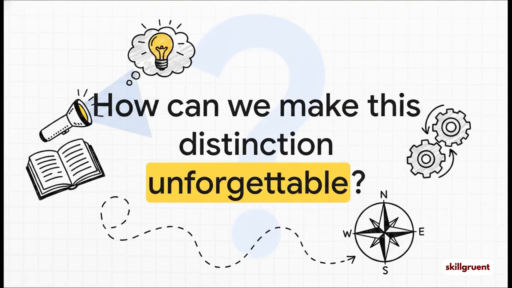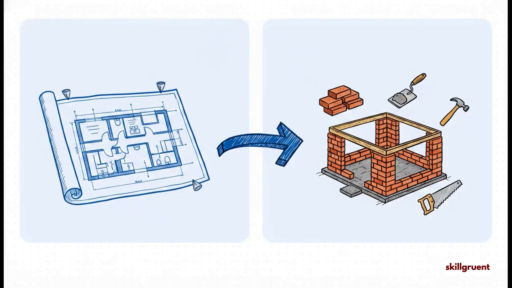Okay, definitions are one thing, but let's be real, they can go in one ear and out the other. So how do we make this distinction truly unforgettable? Let's use a couple of really simple, powerful analogies that'll make this stick. First up, I want you to think about building a house. Your methodology, that's the architect's complete, detailed blueprint. It explains everything, the structural principles, the design philosophy, the reason behind every single choice. So what are the methods? There's the actual bricks, the mortar, the hammers, and the saws you use to bring that beautiful blueprint to life.